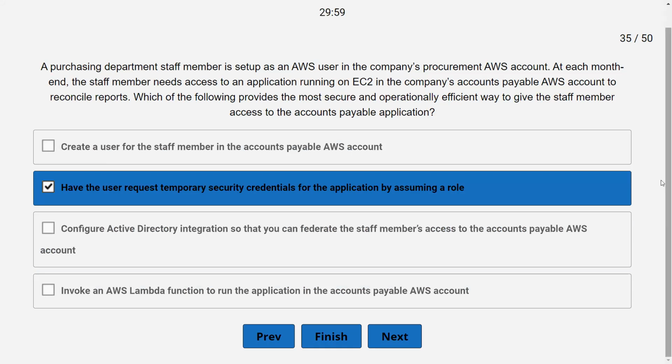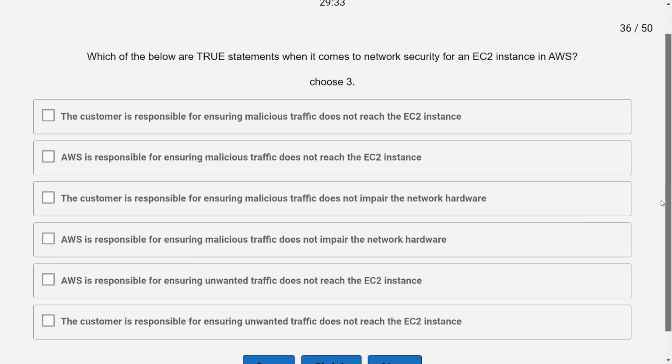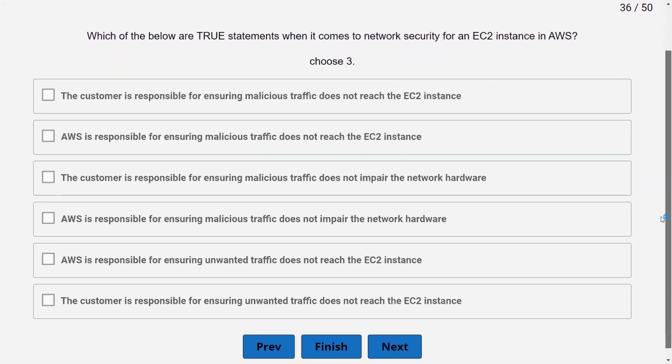So is it our traditional setting? It's either you create a user for the staff member in the account payable. Yes, most of the time that's what we do. Okay, so you let me create a user for you. Or sometimes yes, we use Active Directory to do that.